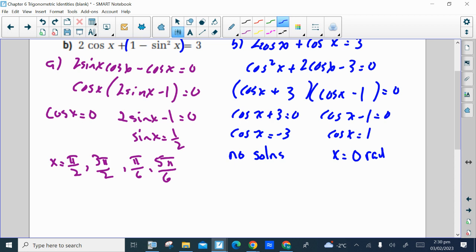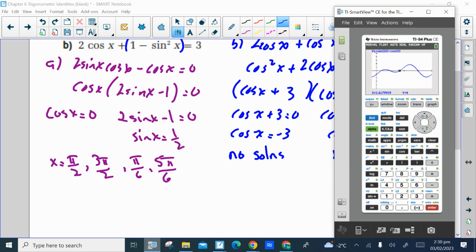And we can use our graphing calculator to check. There should only be one solution here. So in this case, I think I'll make it one equation equal to 0 by bringing the 3 over. So I have 2 times the cosine of x plus 1 minus sine squared x, which is the sine of x all squared. And then I subtract the 3 from both sides to bring it over.